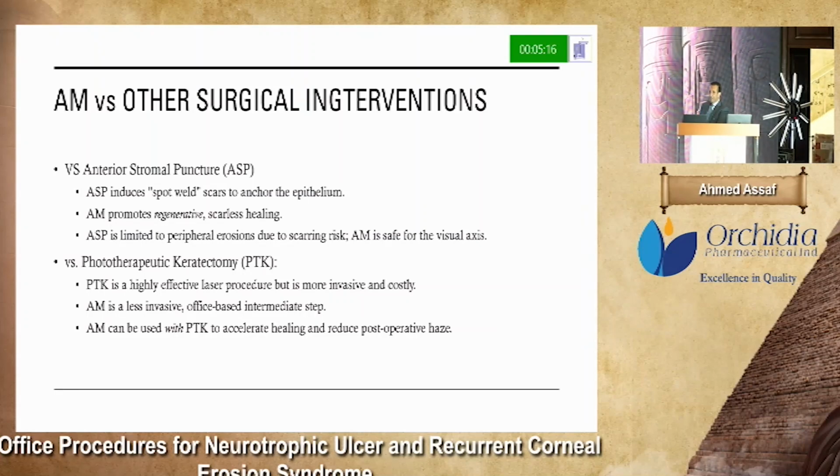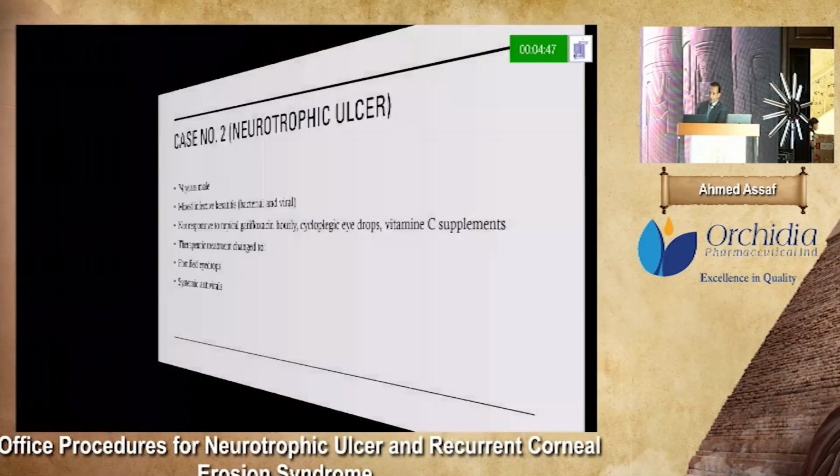So amniotic membrane, again, versus other surgical procedures like the stromal puncture. Stromal puncture is a very effective way for treatment of recurrent corneal erosion syndrome, but it's somehow aggressive and might promote scarring. And of course, again, amniotic membrane can be compared with a PTK. PTK is a highly effective treatment for recurrent corneal erosion syndrome, but it's more intense, more invasive, and more costly. But the amniotic membrane application is very intuitive and can be applied directly in the office with much less cost.